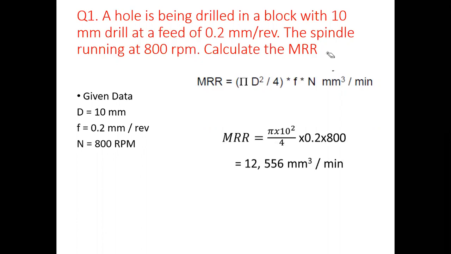So you're going to get 12,556 mm cube, since the 10 and the 0.2 are both in mm. So it comes as 12,556 mm cube per minute. This kind of question may be asked for 2 marks, a very simple question with a direct formula where you can substitute. This kind of question may also be asked in your GATE exam. So please take a screenshot of this, then we can move to the next. I will take one more problem, then after that I will stop the class for today.